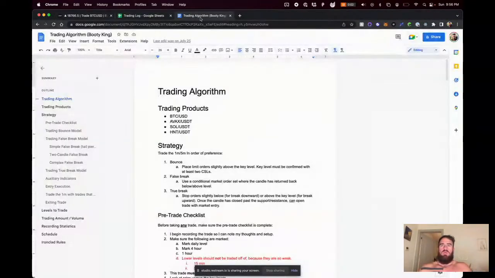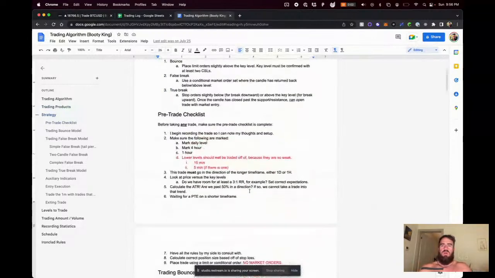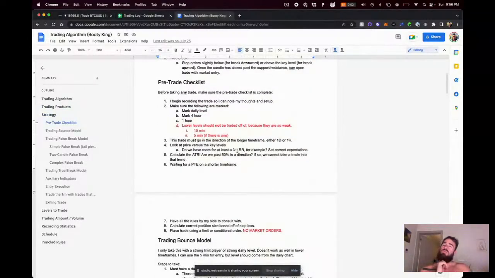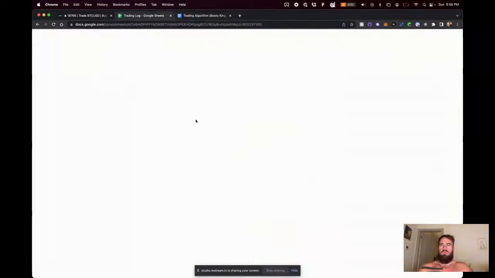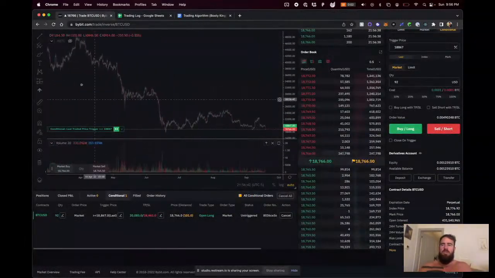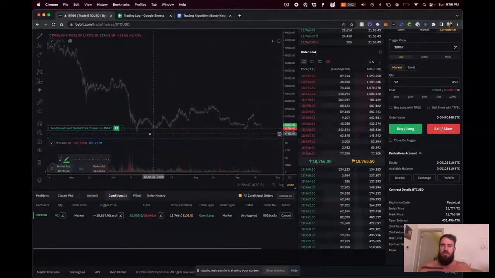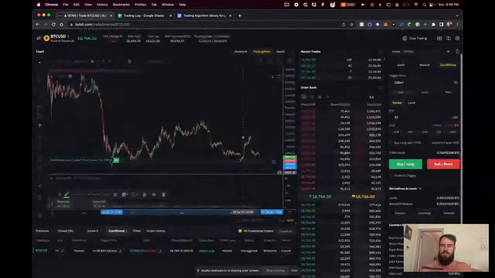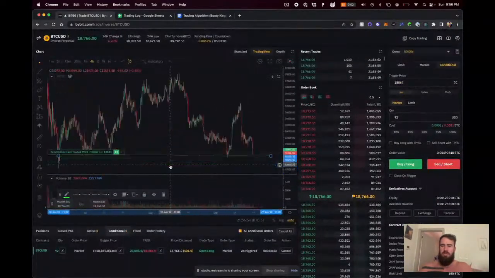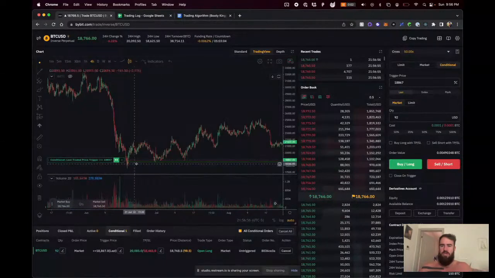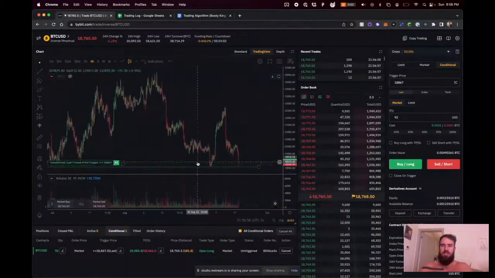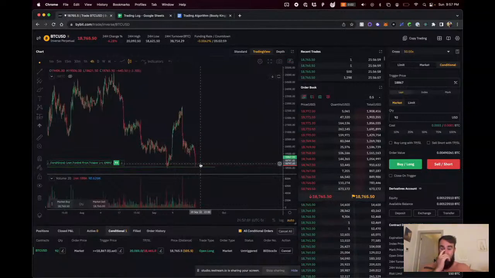The strategy is described here, and there's a pre-trade checklist to go through. Begin recording the trade, as I'm doing now, marking the daily, the 4-hour, and the 1-hour. So the daily that we're about to trade is this one here. We have the creating range, a confirming candle, confirming, and then we're hitting it again here.